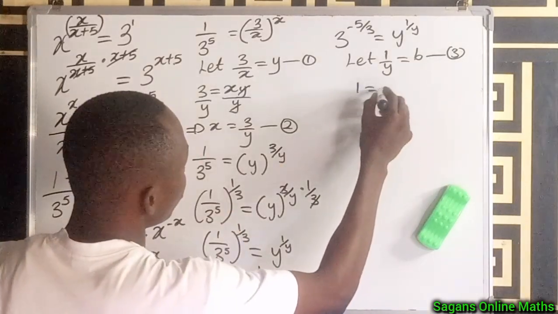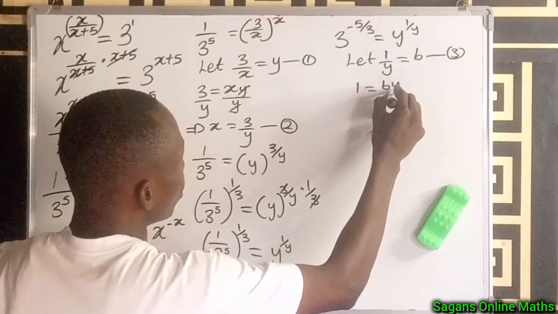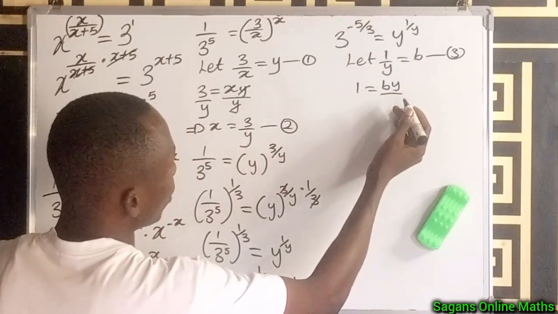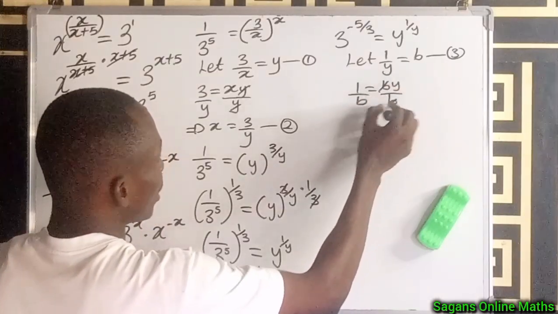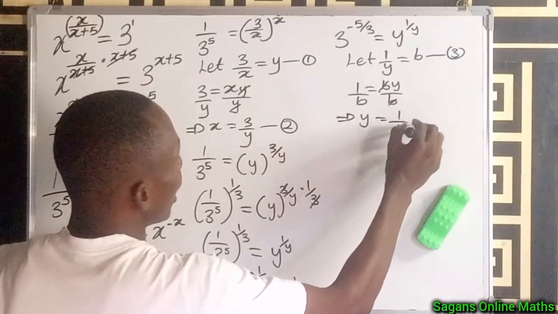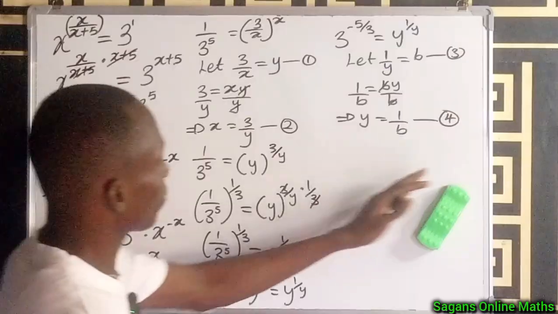That means y will be equal to, I want to make y the subject, so it becomes by. So, if I divide here by b, I'm looking for y, I divide here by b, and I divide here by b. B cancels out. This implies that y is equal to 1 divided by b. I can call this equation 4. Wow, this is pocket genius and amazing.